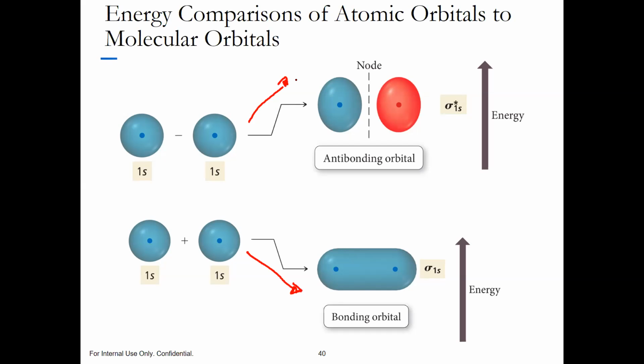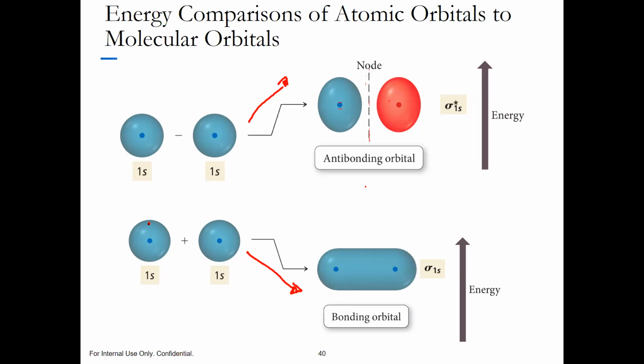And there's something called a node. What does a node mean? The probability of there being an electron. When the probability is 0, then it's called a node. So here, are there any electrons between these two atoms? No. So that's called a node. So bonding orbitals are lower in energy, anti-bonding higher in energy.